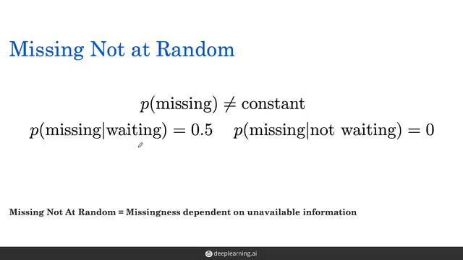And so with missing not at random, the major difference is that the probability that the data are missing, the probability that the blood pressure is not recorded, is not constant. In fact, if in our situation there are other patients waiting, the probability that a blood pressure recording is missing is 0.5, while if there are no other patients waiting, the probability that the blood pressure measurement is missing is 0. But keep in mind that whether or not there are patients waiting is unavailable information, and here the missingness is dependent on that unavailable information. This is missing not at random.